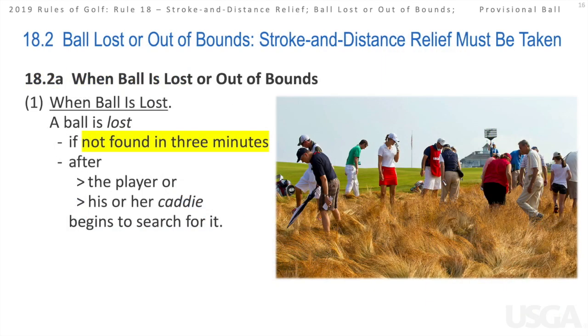So let's talk about when a ball is lost or out of bounds. A ball is lost if it's not found within 3 minutes. We know in 2019 that was a change. It used to be 5 minutes, so they reduced that time. So if it's not found in 3 minutes, by the player or their caddie, then it is considered lost.